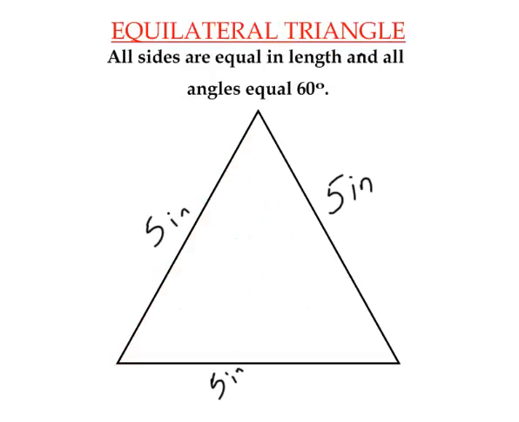So let's classify by lengths of sides first. Here we have an equilateral triangle. Notice that each side is 5 inches. This means that in an equilateral triangle, all sides are equal. Into your notes, if you will, write down equilateral triangle, 3 sides equal. You notice the word equal is also in the word.